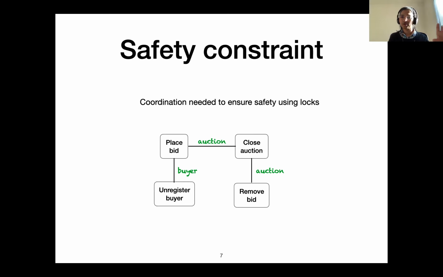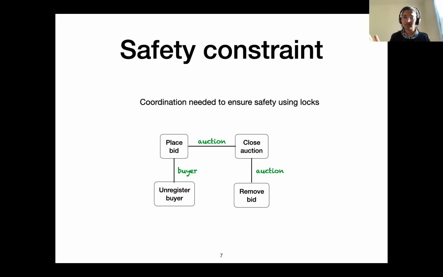So basically, this is the first step of representing the safety constraints as a conflict graph. Now we need to ensure coordination according to this conflict graph. And just as a reminder, in this talk we will be focusing only on distributed locks, even though there are different coordination mechanisms out there. This work is only focusing on distributed locks.